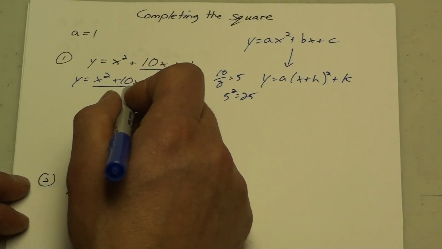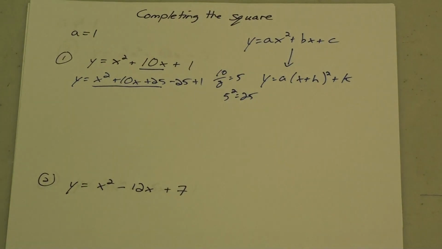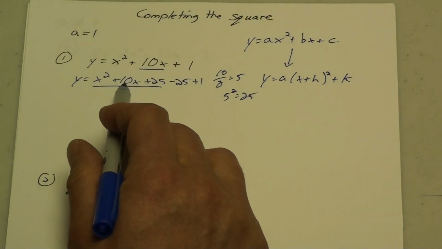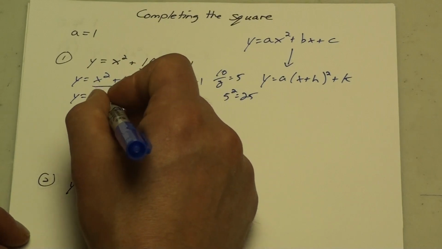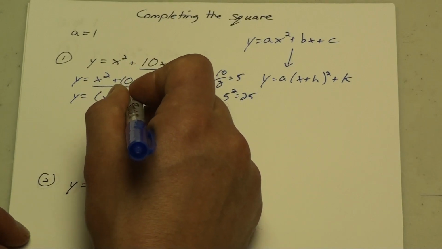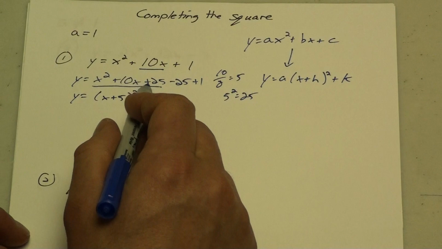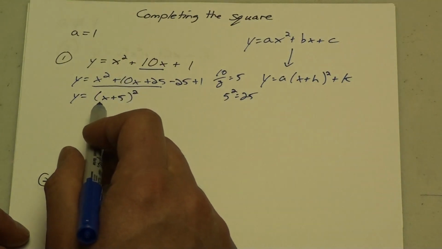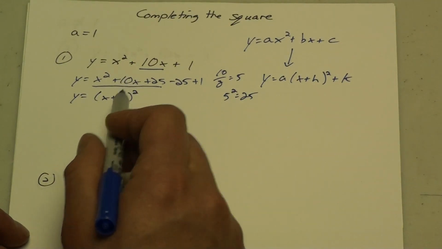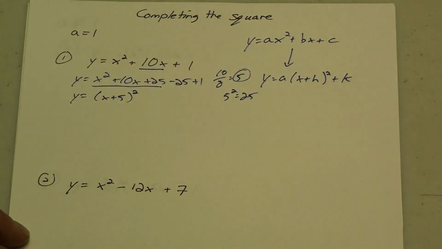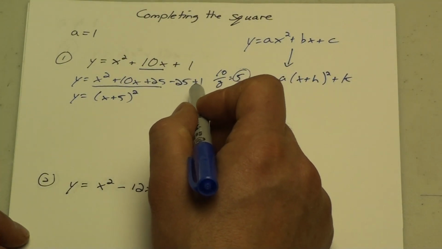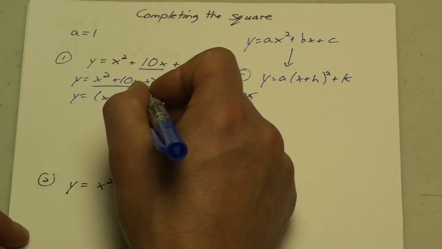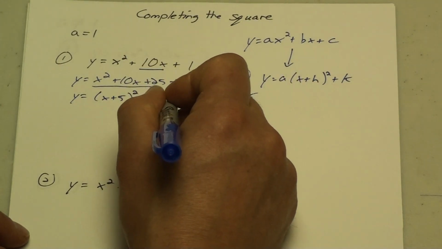The first three terms are a perfect square trinomial. What multiplies to 25 and adds to 10? It'd be 5 and 5. So I can write out x plus 5 squared. This 5 in x plus 5 always ends up being half of the middle term. Then after that, I have my minus 25 and my plus 1 after that, and that would become minus 24.